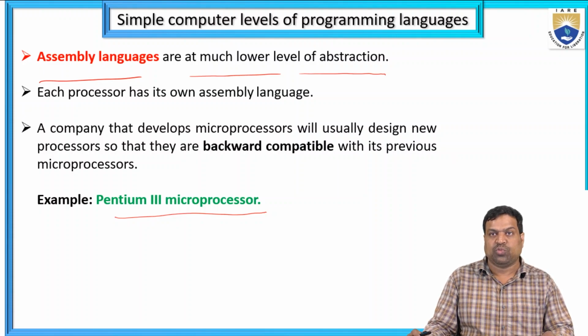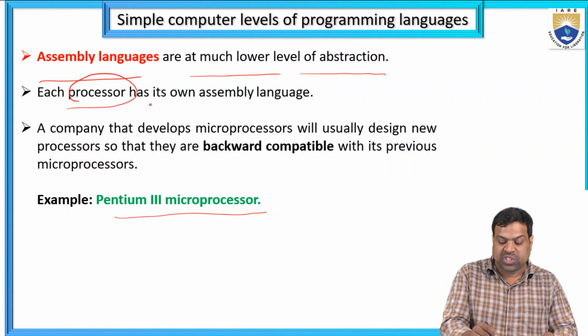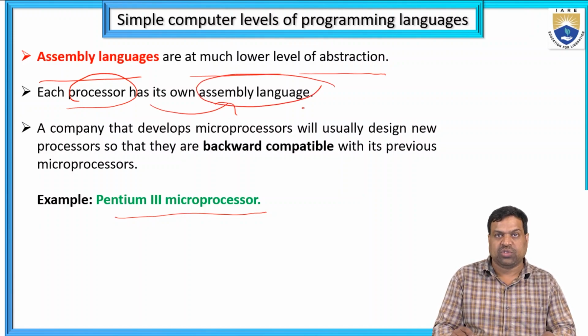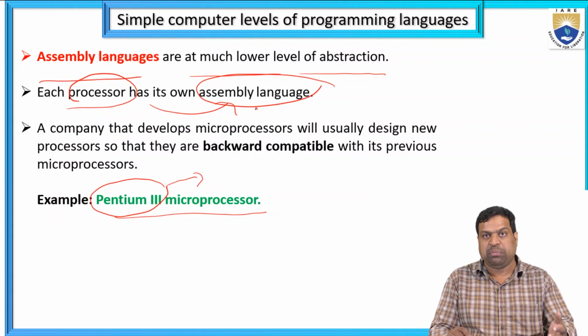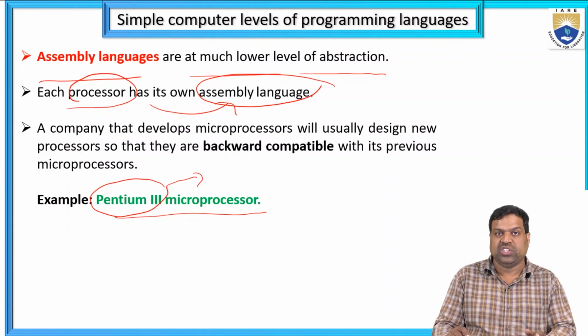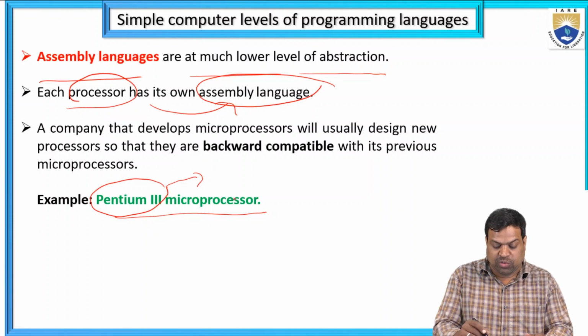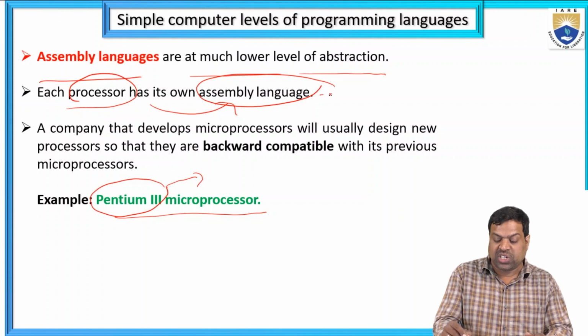Each processor has its own assembly language. Suppose I am taking Pentium 3; you can write a program in the language that Pentium 3 understands, which is assembly language. If I take Pentium 2, that is a different language. Each processor has its own assembly language, whether it is Pentium 1, Pentium 2, or Pentium 3. Depending on your processor, the language may change.